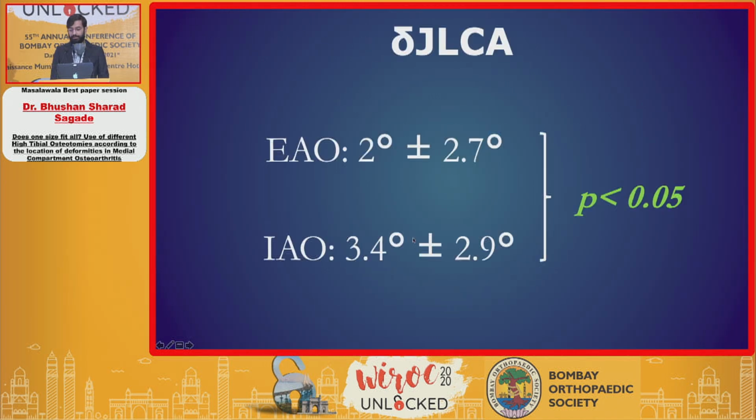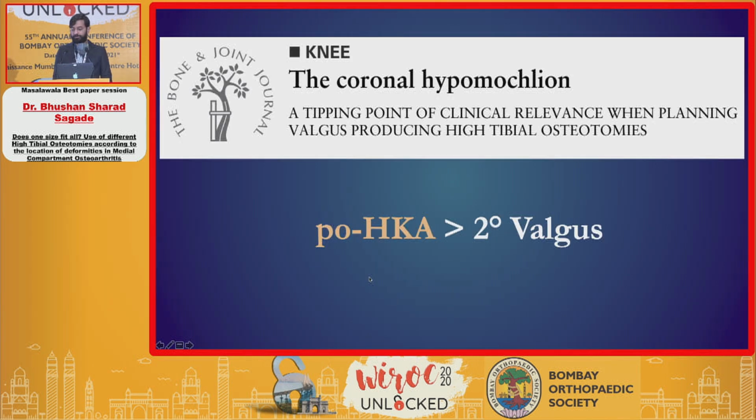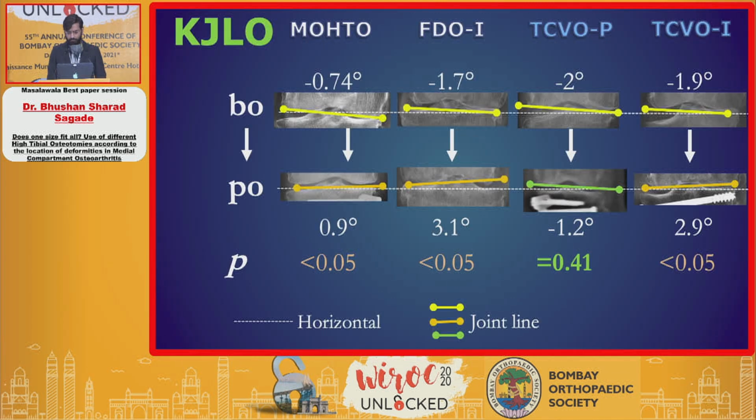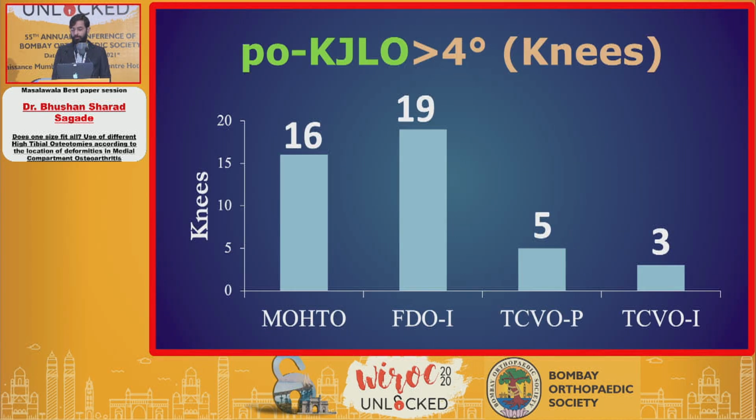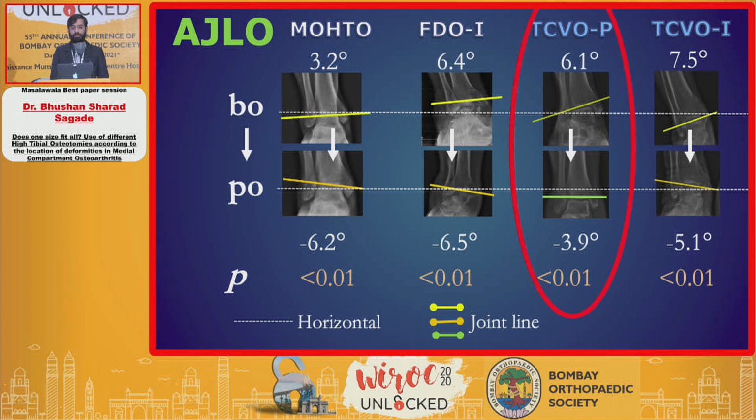And there was a significantly greater reduction in the JLCA in the intra-articular osteotomies. The change of JLCA in extra-articular osteotomies is explained by the coronal hypomochlion, where the tipping point is 2 degrees of hip-knee ankle angle. The knee joint line orientation was altered least in TCVOP. The intra-articular osteotomies resulted in lesser oblique joint lines. Similarly, the ankle joint line orientation was altered least by TCVOP, allowing the ankle to remain parallel to the ground.